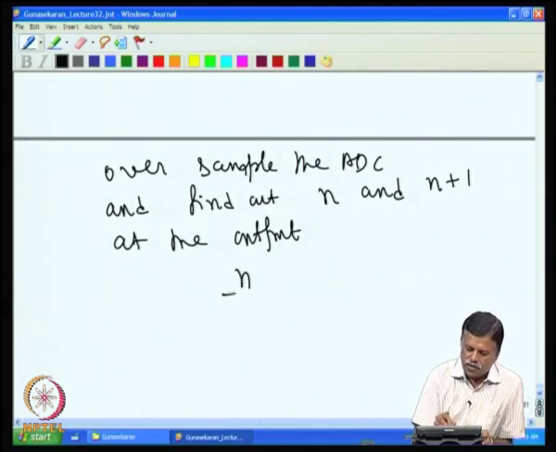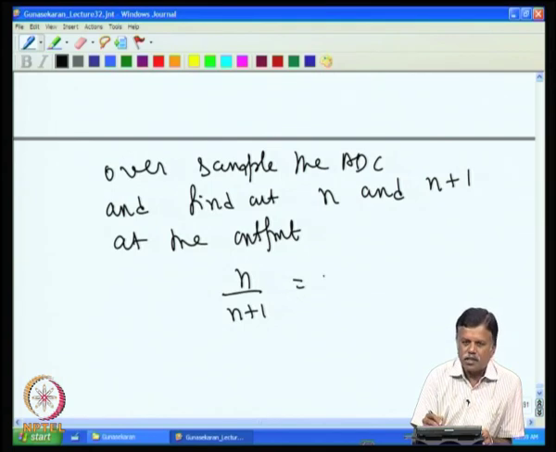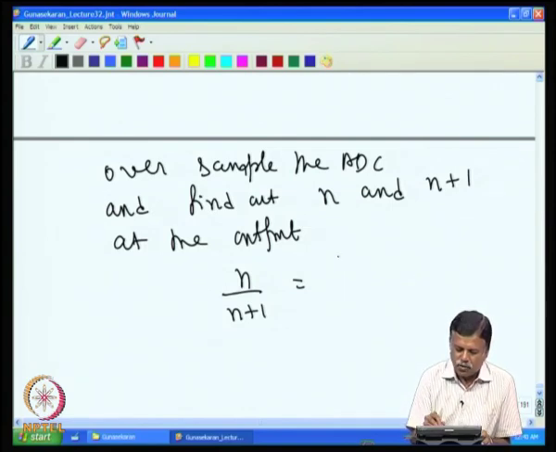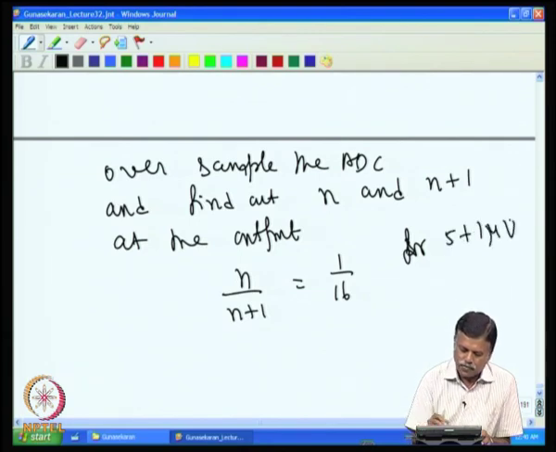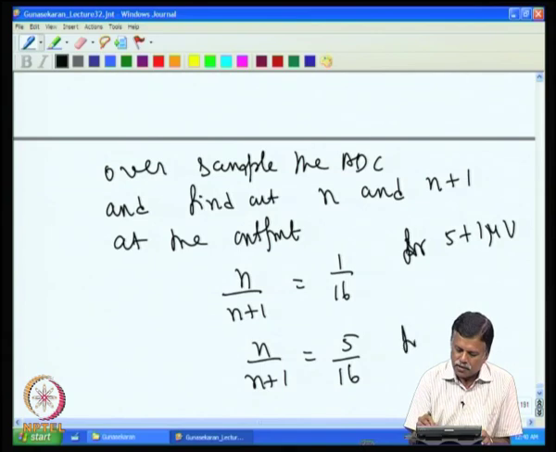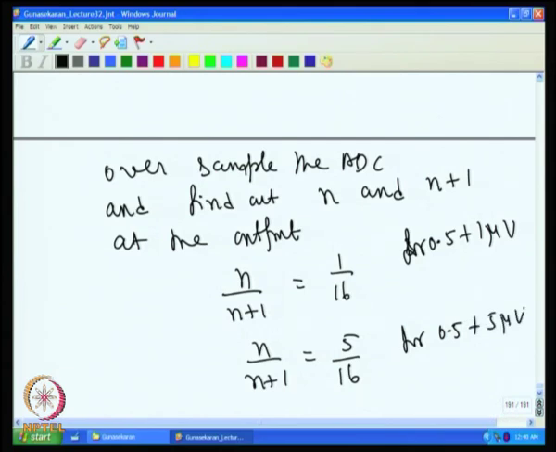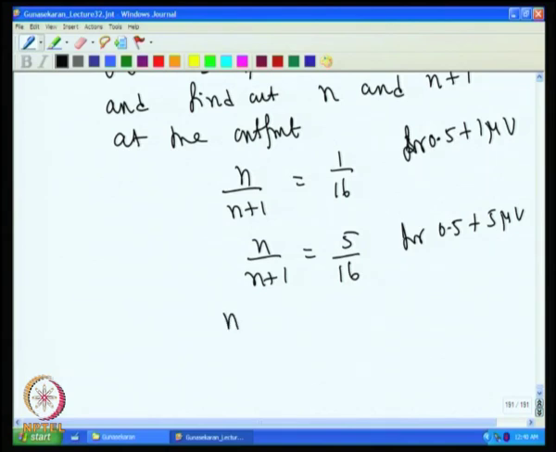So, that n by n plus 1 gives you the same ratio as that of the fraction ratio. For example, it will be 1 by 16 in one case, that is for 0.5 plus 1 microvolt. N by n plus 1 equal to 5 by 16 for 0.5 plus 5 microvolt. For n by n plus 1, it would be equal to 8 by 16 for an input of 0.5 plus 8 microvolt. That will be exactly half the time.